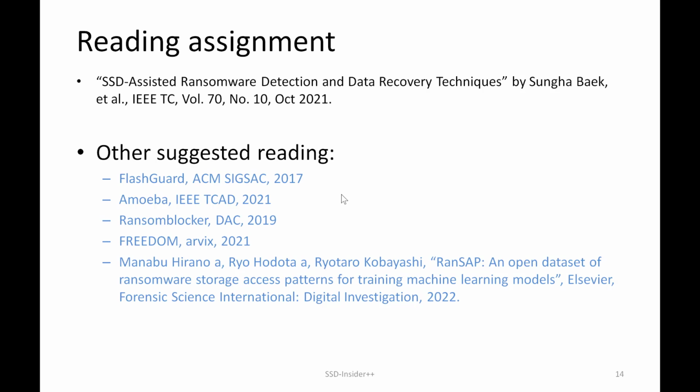Along with that, if the whole ransomware concept intrigues you, you can look at the existing literature: FlashGuard, Amoeba, RansomBlocker, or FreeDom. Or if you are interested in ML based ransomware detection, then there is an open source dataset that was released just a few weeks back, published in Elsevier, which is called RanSAP. Have a look at this paper. You can get the traces with which you can work and explore different ML algorithms and see how well they perform.